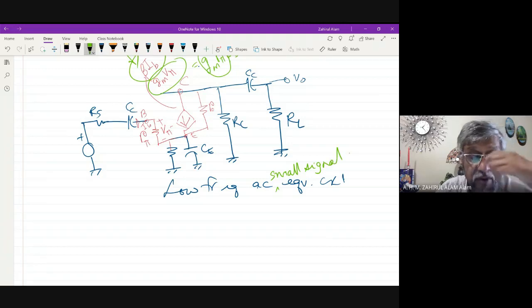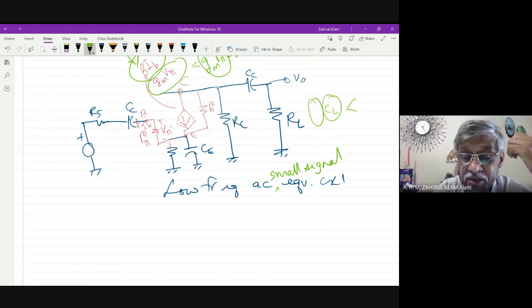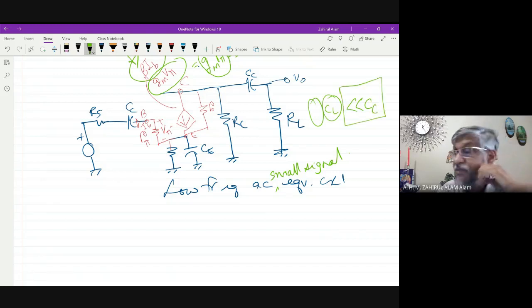We remove the CL because, as I mentioned, CL is much smaller than CC, so it will affect only at high frequency. Now we need to draw the mid-band frequency equivalent circuit.